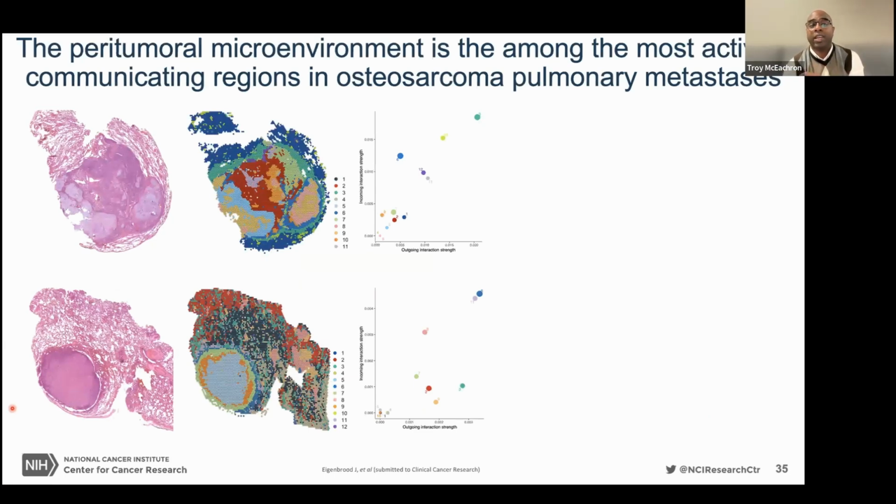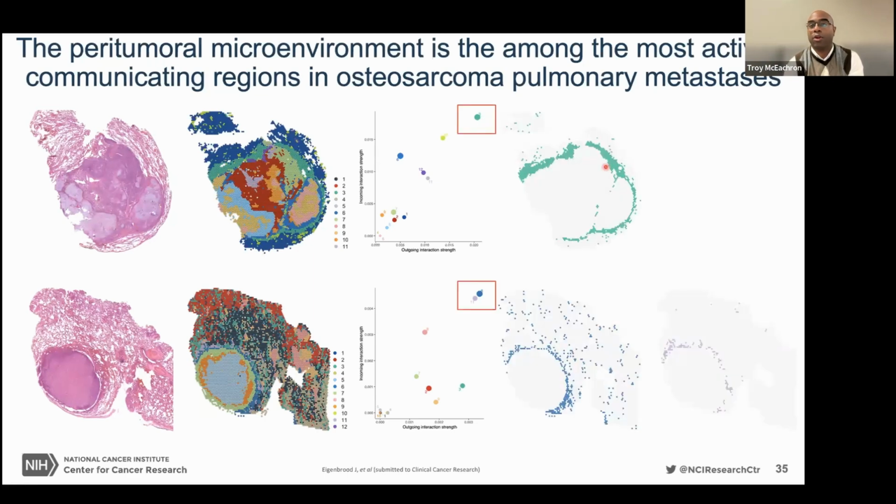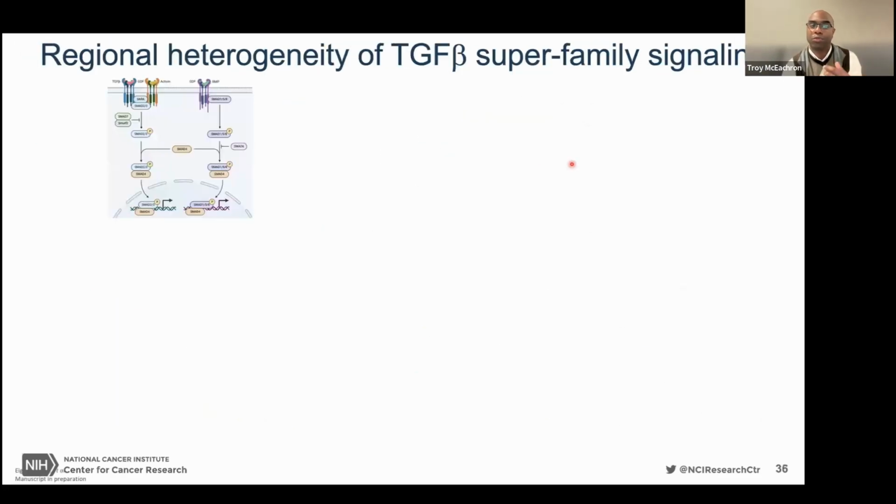When we actually dig in a little bit further, one of the things we see is that when we look at just the totality of cell-cell communication, it's the periphery, or the outside of the tumors, that's most actively communicating. So in these plots, anything in the top right quadrant means that they're actively communicating, and they're color coded to match these spatial plots. And what you can see is that these peritumoral regions are actually the most actively communicating regions within the metastatic osteosarcomas, which we thought was really cool.